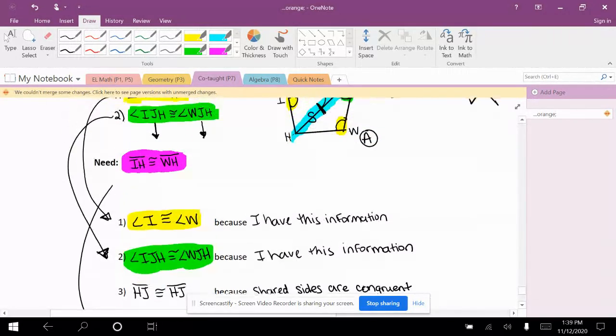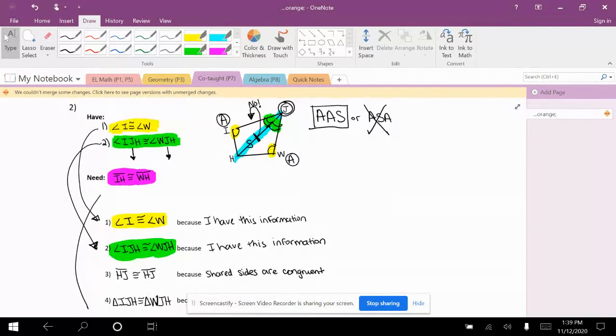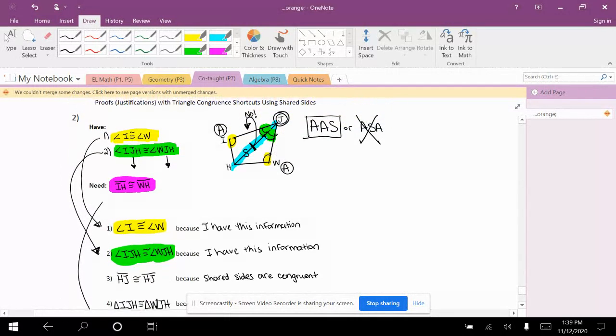Este es que necesitamos. Again, the first part is to mark your diagram.